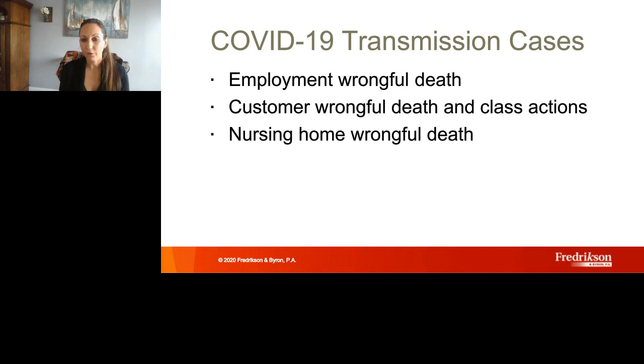Second type of case is customer wrongful death or just class actions over illness of a large group of people. And that has been largely coming out of the cruise ship industry, where customers who contracted COVID-19 during a cruise have either bonded together to file a class action, or it's been one isolated person suing the company for the exposure. And then the third type that is trending is nursing home wrongful death cases. So if a patient of a nursing home or assisted living facility dies from COVID-19, we're seeing lots of cases nationwide where the nursing home is being sued for wrongful death.